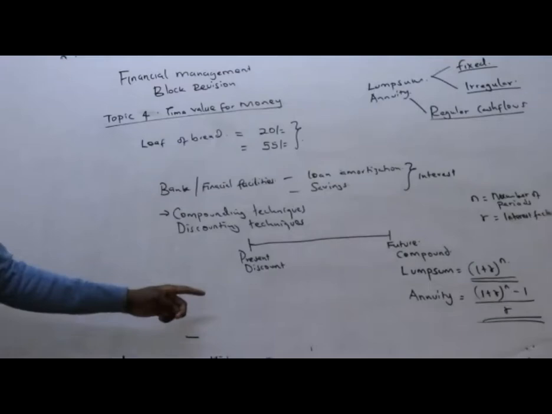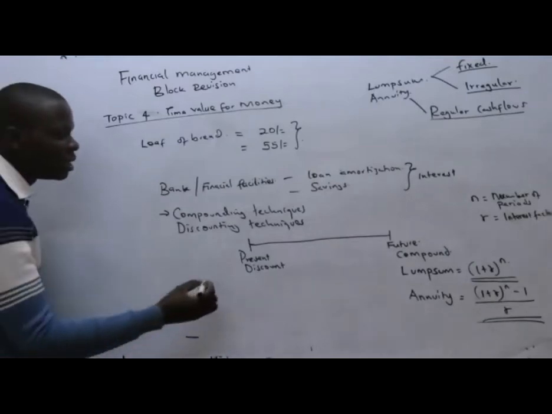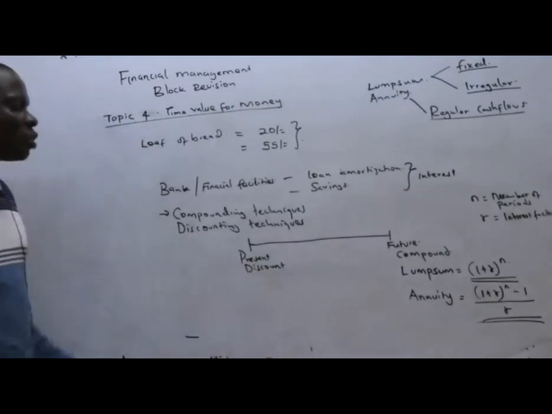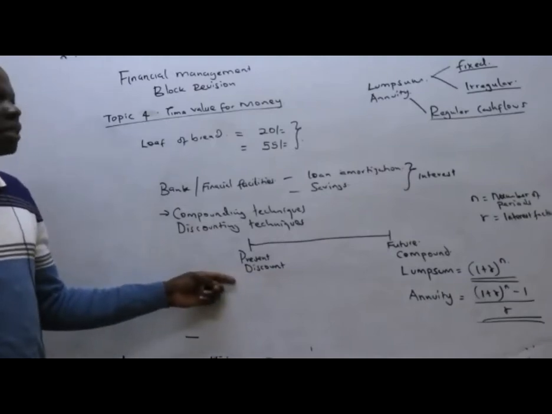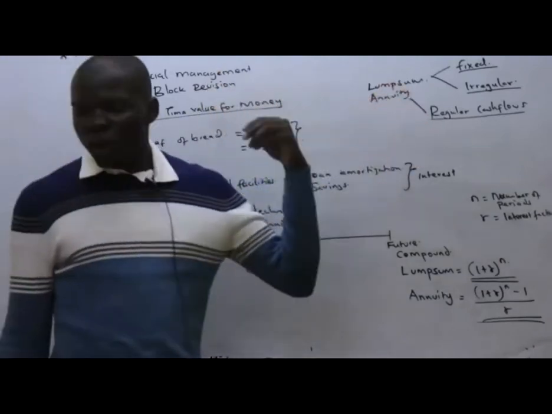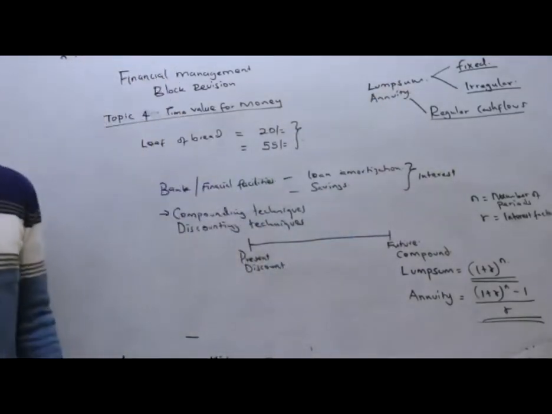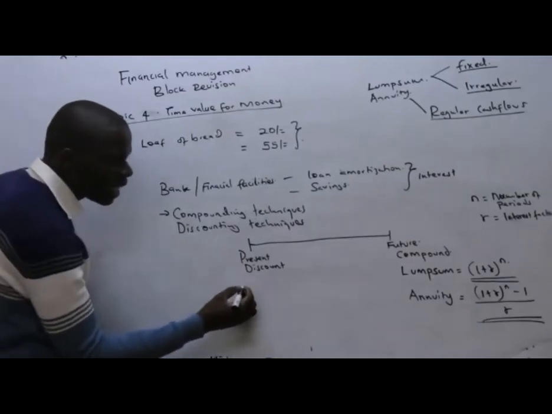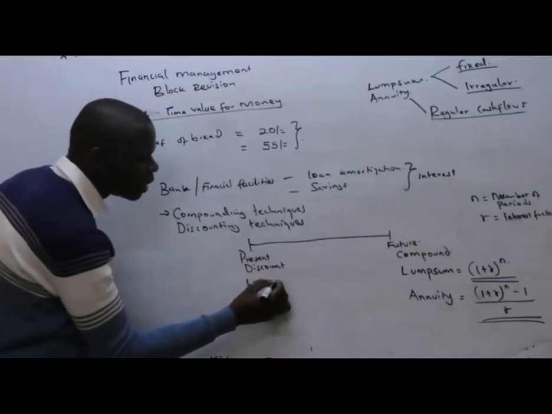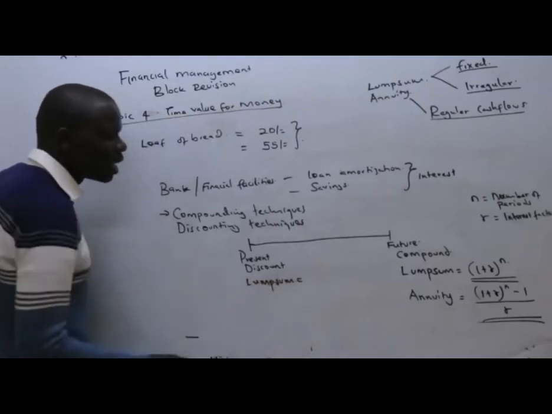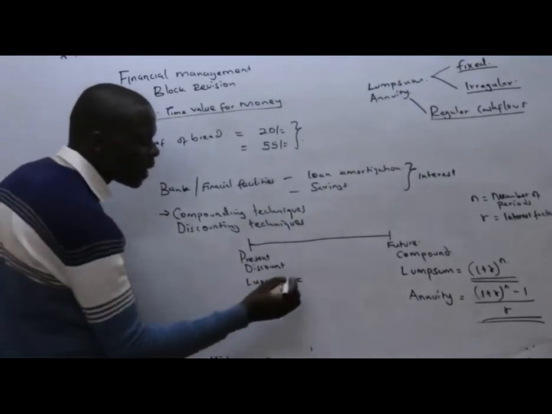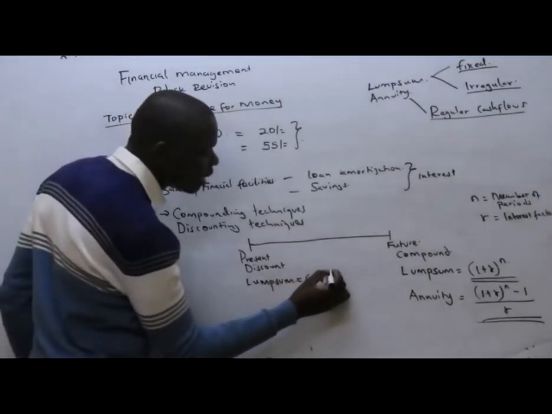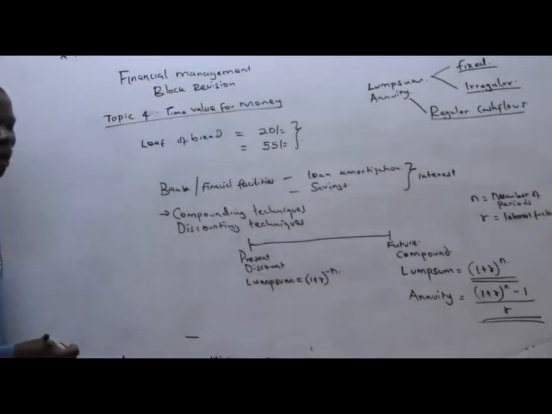Then we have another term known as discounting. To discount is to determine the present value. This means that we have future cash flows, and now we want to determine the present value of all those cash flows. Under discounting, we have lump sum, and we can determine the value of a lump sum by saying 1 plus r raised to power negative n.